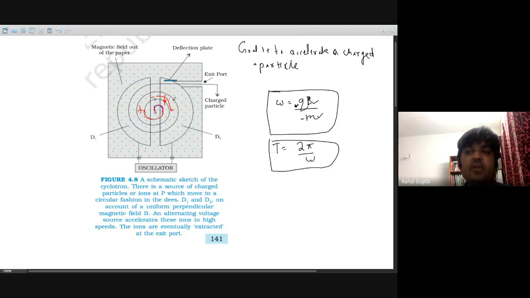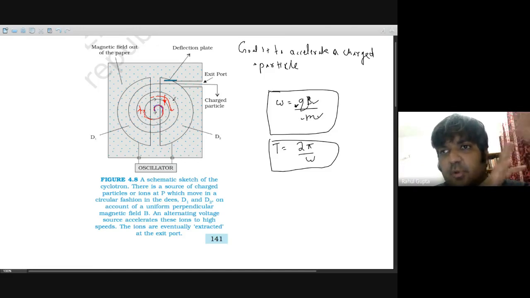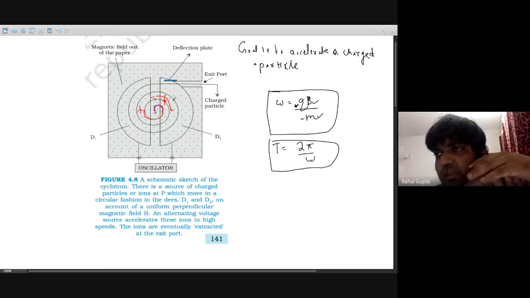As a result, what are you able to do? You are able to increase its velocity. By switching the electric field, you are able to increase its velocity consistently, right?